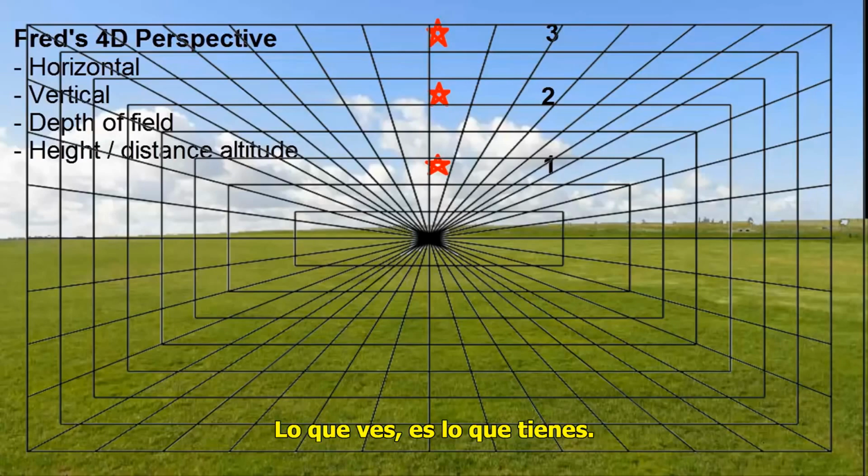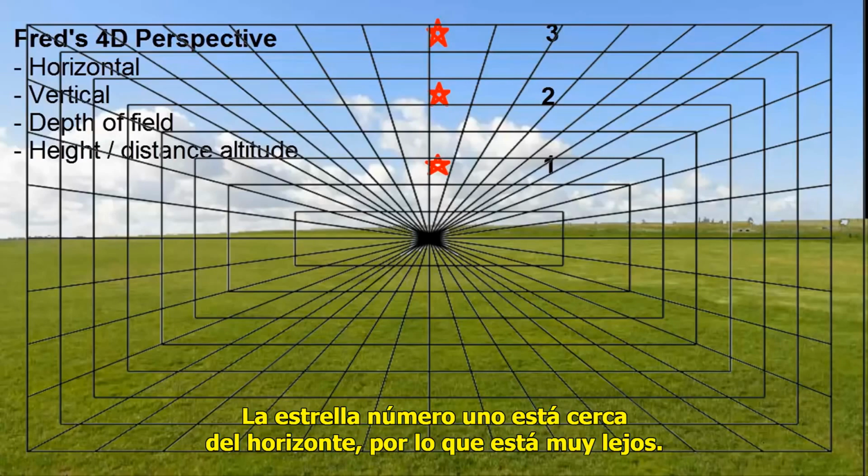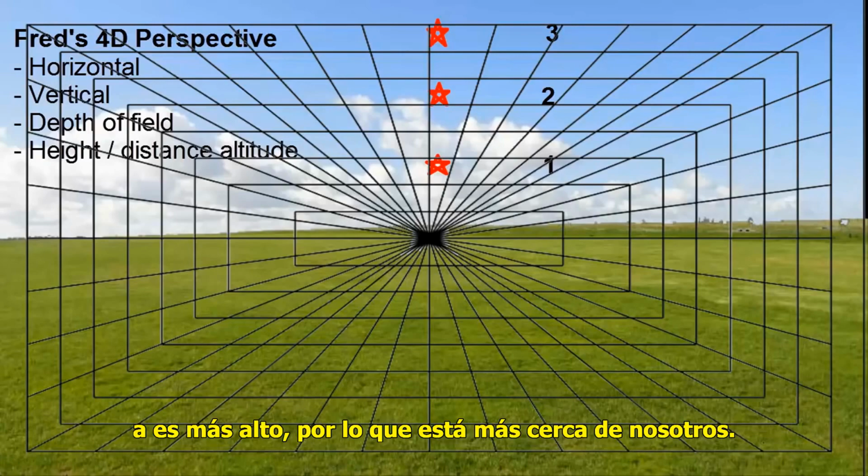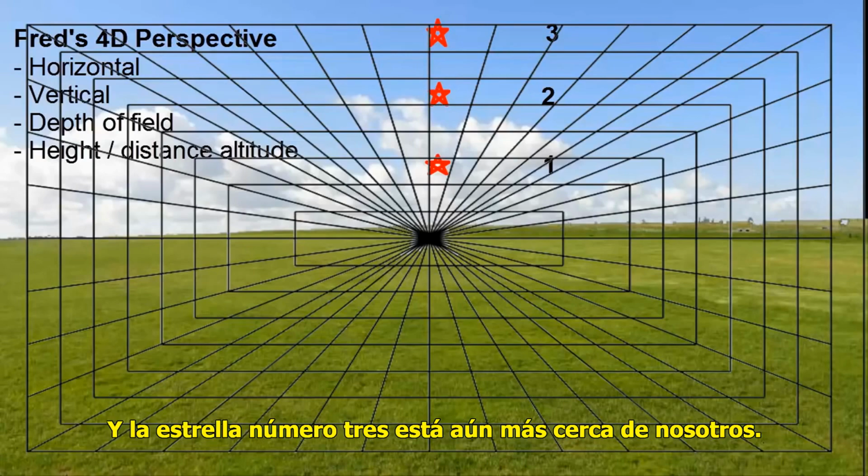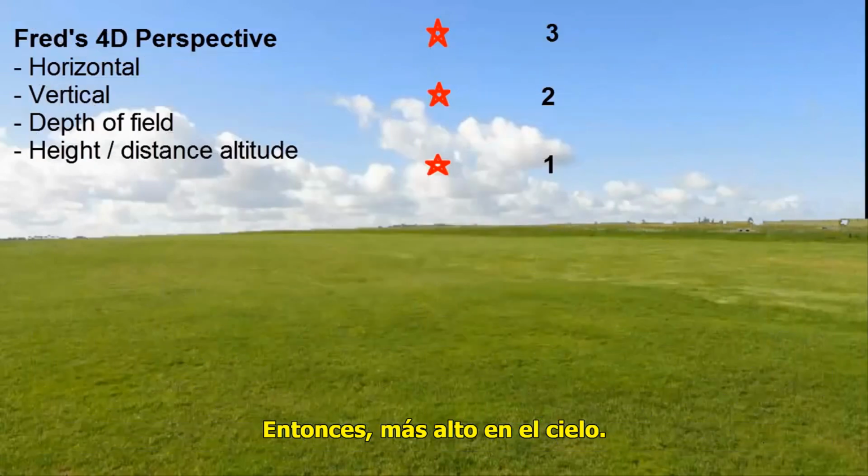What you see is what you get. Star number 1 is close to the horizon, so it's far away. 2 is higher up, so it's closer to us. And star number 3 is even closer to us, so it's higher in the sky.